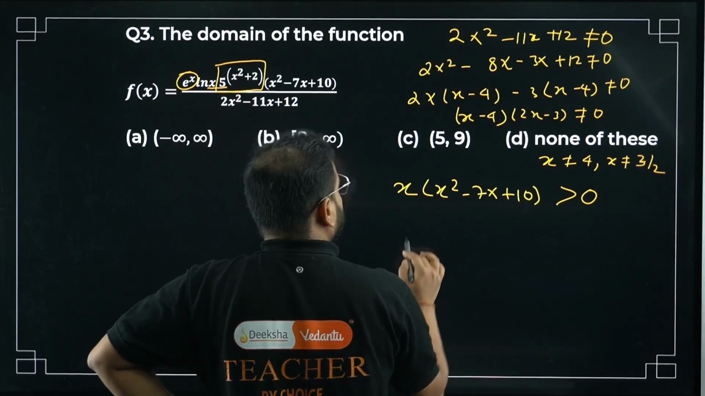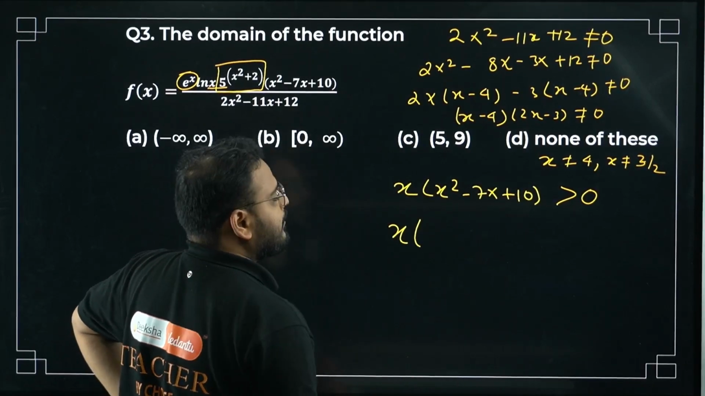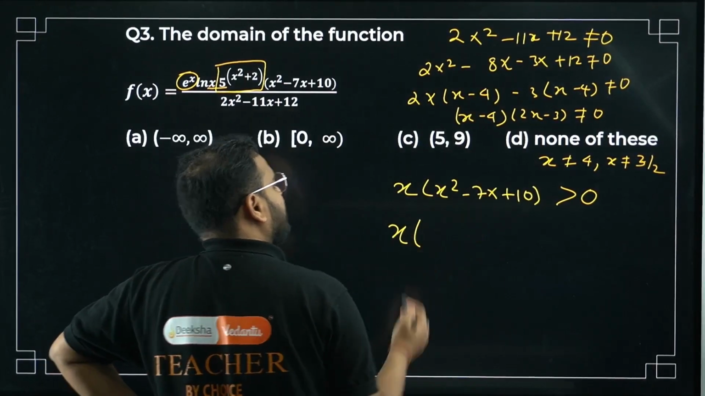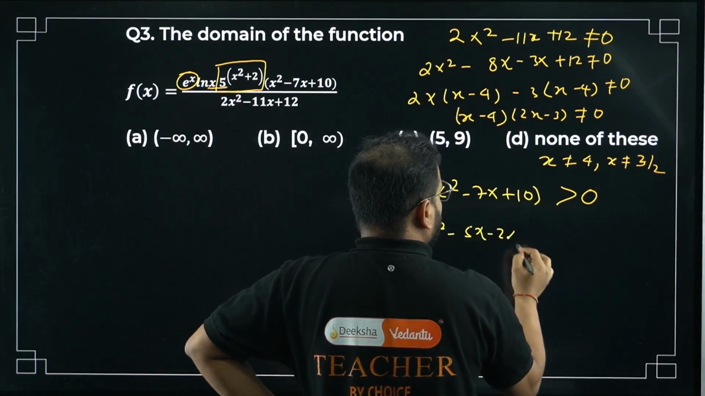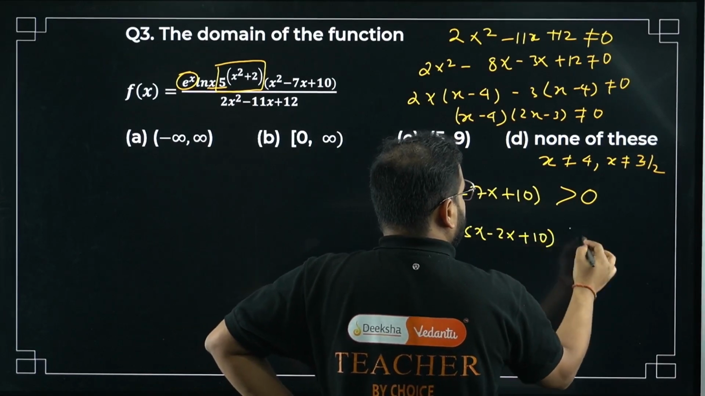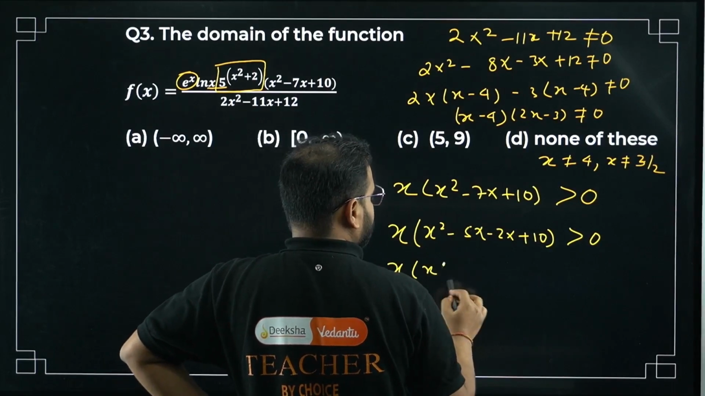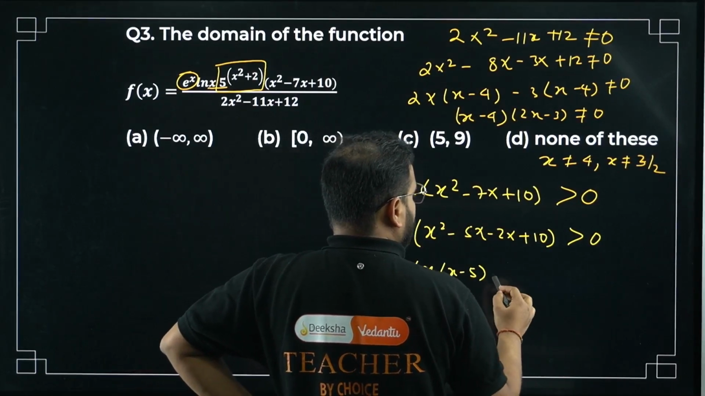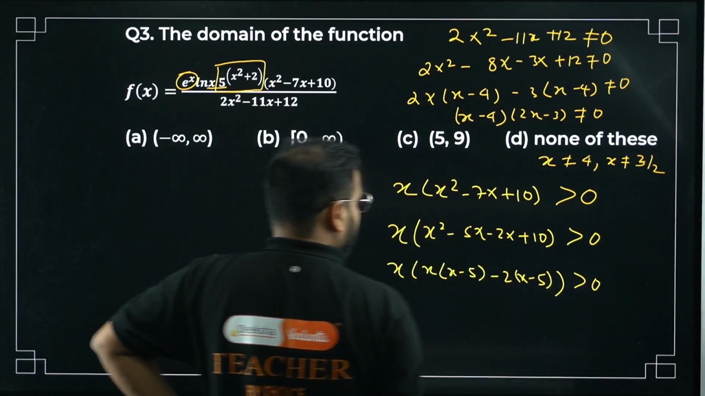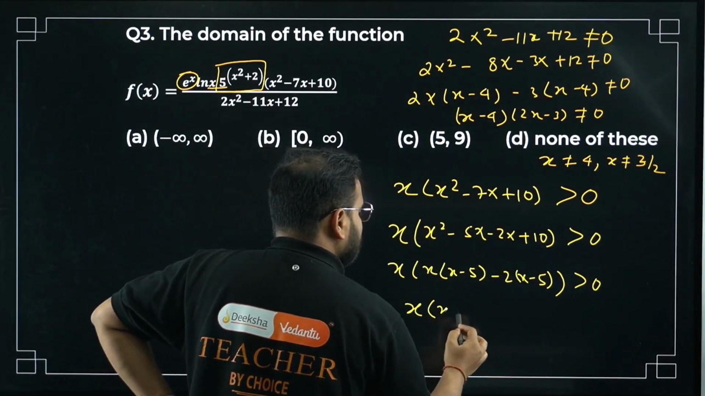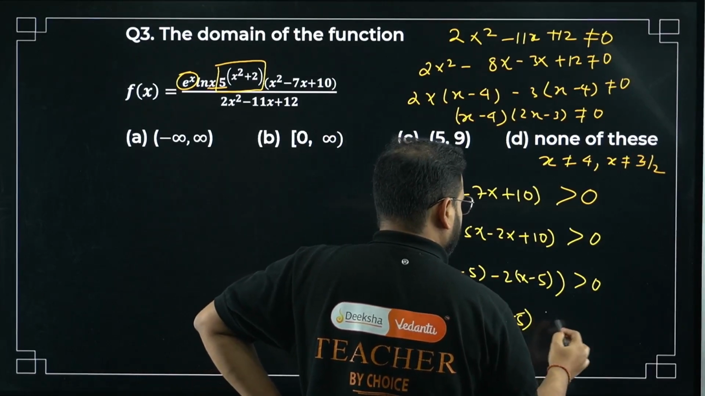Factorize it. 5 twos are 10, so the product is 10 and the sum is minus 7, so minus 5 and minus 2. So I get here x square minus 5x minus 2x plus 10 greater than 0. Factorize it: I get x times (x minus 5) and minus 2 times (x minus 5) greater than 0, which will give me x times (x minus 2) times (x minus 5) greater than 0.